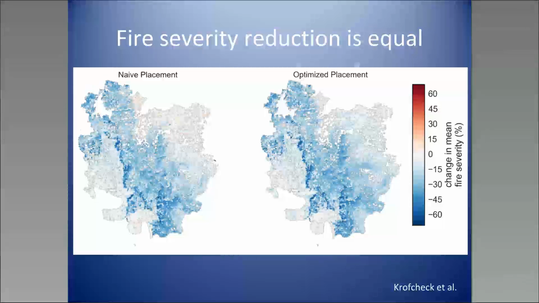And what we find when we compare the two of these, so this is the percent change in mean fire severity between the naive placement on the left and the optimized placement on the right. And the take-home message from this figure is really that we get the same amount of reduction in mean fire severity across all of our replicate simulations, whether we're treating much more land area, so thinning roughly 17,000 hectares versus thinning roughly 7,000 hectares in the optimized treatment placement.